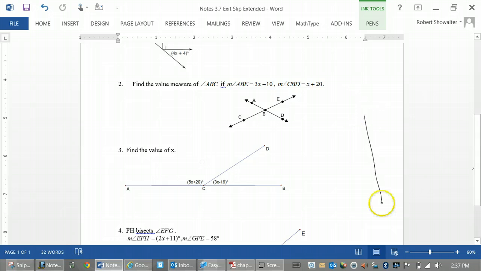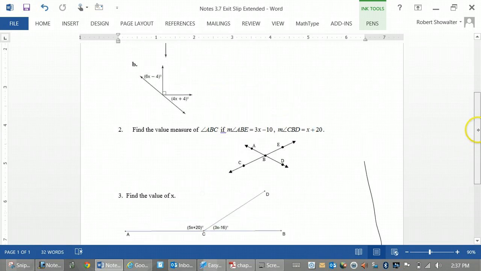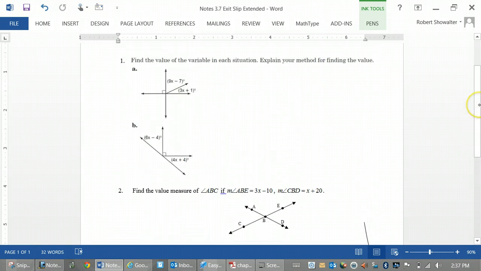We're asked, again, to find this angle that I highlighted in black. If we're asked to find that angle, we need to know how that relates to the other angles in the picture. This whole group right there, that's a linear pair. Do you guys see the linear pair? ABC and CBD, that's a linear pair.